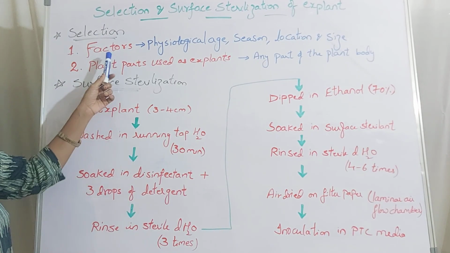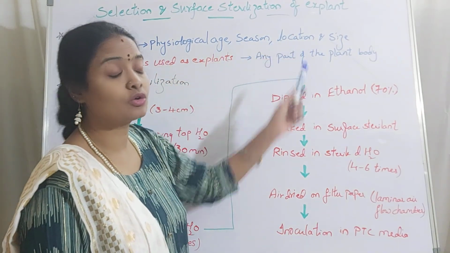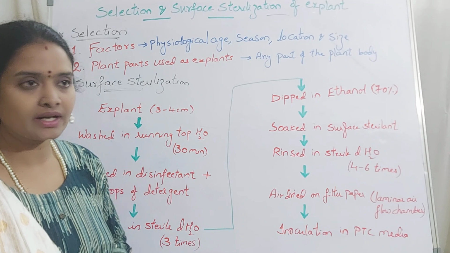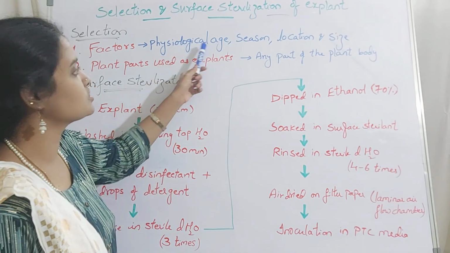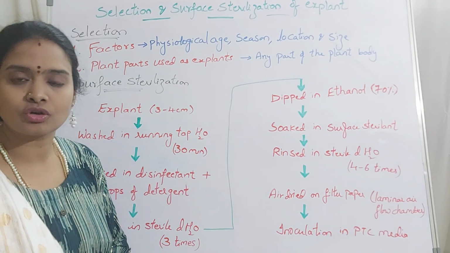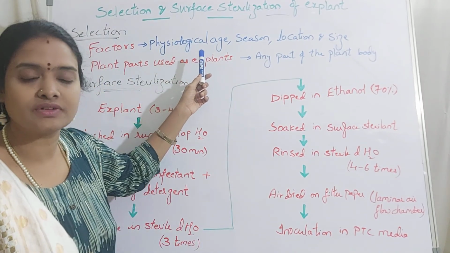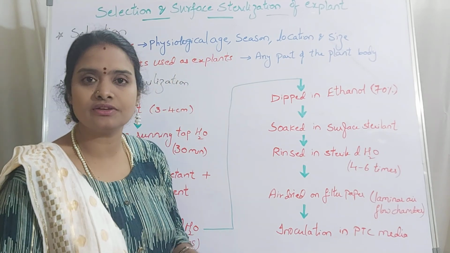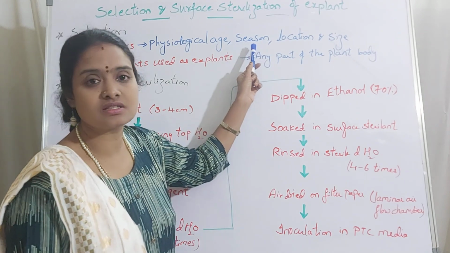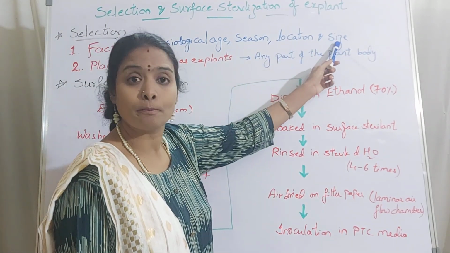So first one is the factors involved. Based on these factors, you are going to select the plant from which you are going to take the explant. Right. So first one is the physiological age. Here it is not the age of the plant you are going to consider, but you are going to check for the physiological age of the leaf, flower bud and all. Right. Then it is the season in which the plant is obtained, the location and the size.